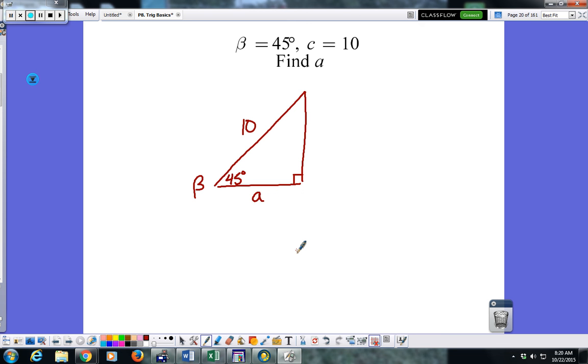So there's the information you're given. You're given beta is 45. You're not given side B, which would be across from it. You're finding side A, but you're given side C, which is the hypotenuse. Noah, I need to know if this is a sine, cosine, or tangent problem. SOHCAHTOA. Am I dealing with opposite over hypotenuse, adjacent and hypotenuse, or opposite and adjacent here? Adjacent and hypotenuse, good. That's a cosine problem.